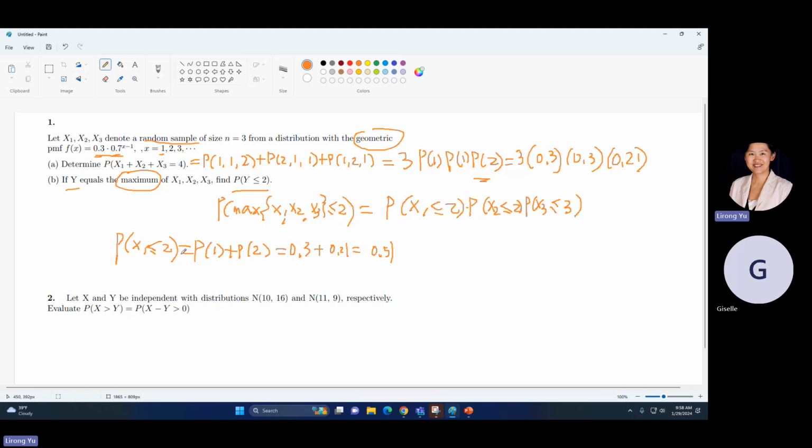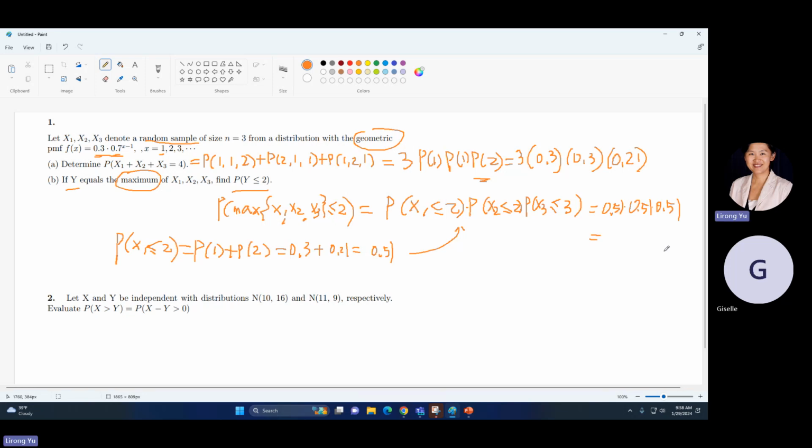That's the probability that x1 is less than or equal to 2, and it will be the same for x2, less than or equal to 2, which is also 0.51. So the actual calculation is going to be 0.51 times 0.51 times 0.51. So we are going to multiply all 3.